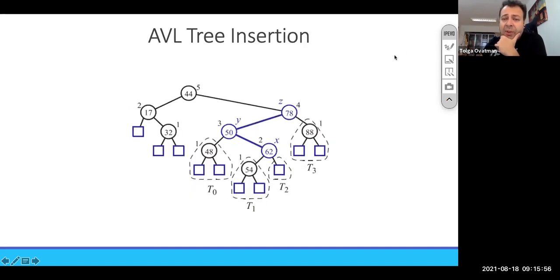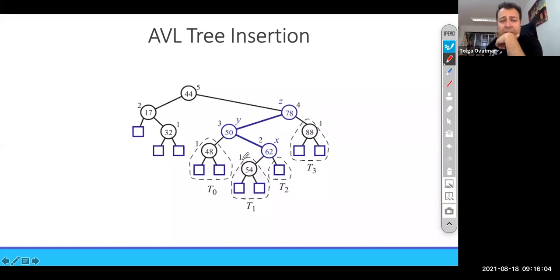How you fix it is the catch. For instance, let's have a look at this one. Assume that we are inserting this 54, so it's not there. Normally, when you look at this, this guy has a factor of 3. These guys have a factor of 1. This guy has a factor of 2, and this one has a factor of 1, and this has a factor of 4 because this is not there, and so on and so forth. So this seems balanced because the maximum difference is 1.